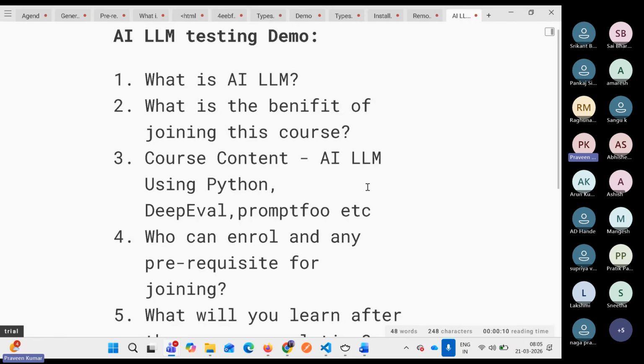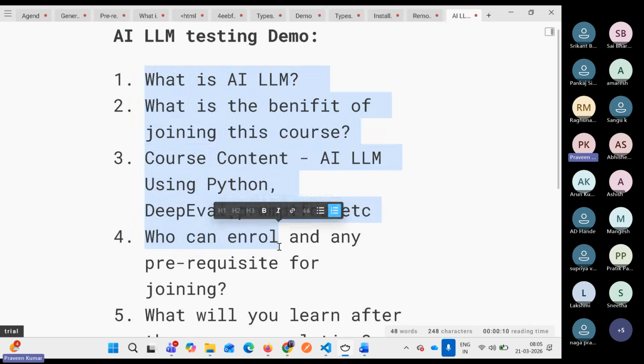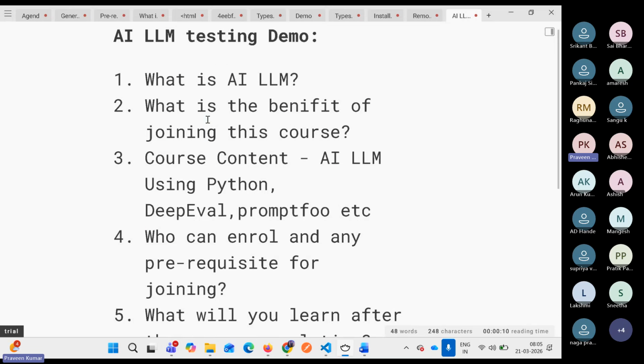This demo will consist of a couple of things. One is that I'll provide my introduction, who I am, and what we'll be teaching over here. Second part will be to understand what all you will be learning in the course of LLM testing over the period of 6 to 7 weeks.